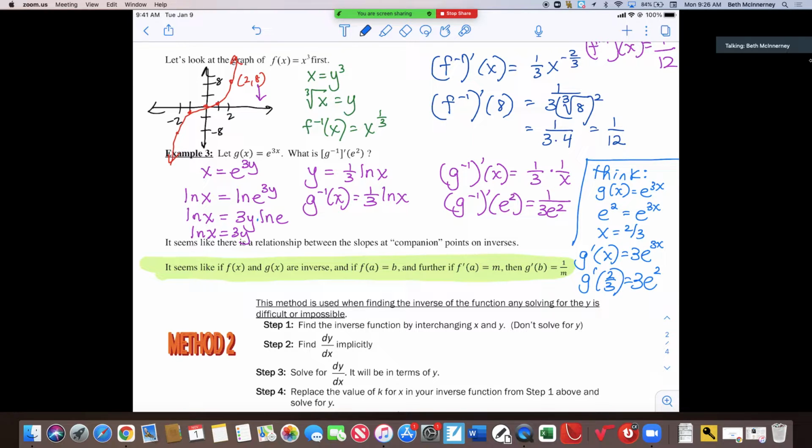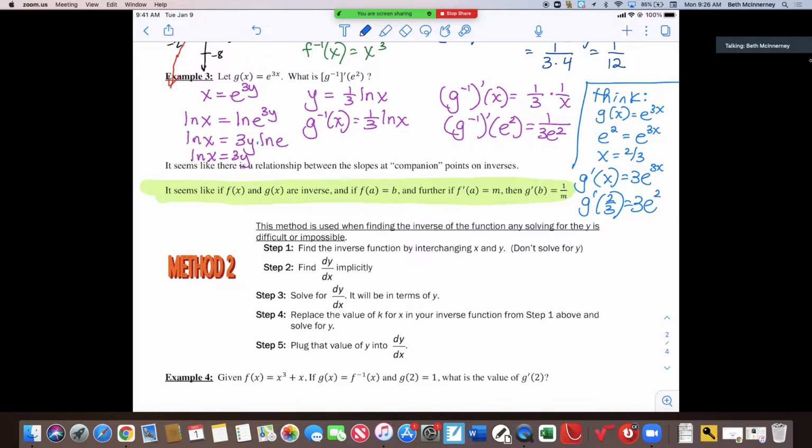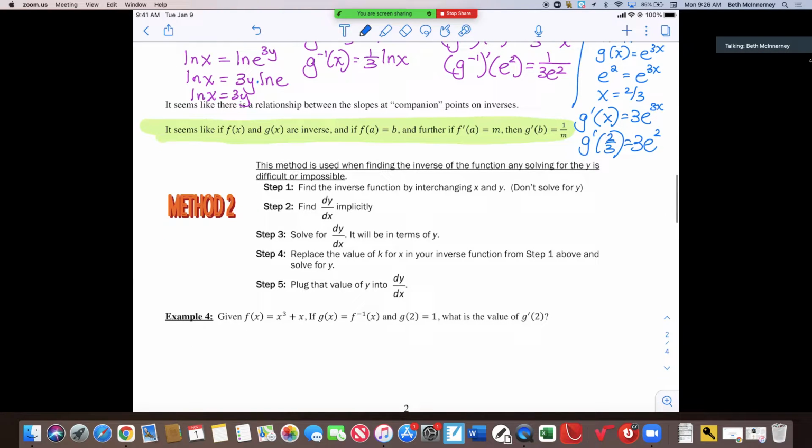All right, so one method is switch x and y, solve for new y, take the derivative, and evaluate it. Method 2, and I just love this because it's tying everything together. We've already looked at the chain rule with f of g of x, or we're going to see it, and now we're going to talk about implicit differentiation. So method 2 is, if it's difficult to get y alone, we can still switch x and y and use implicit differentiation to get dy dx alone.